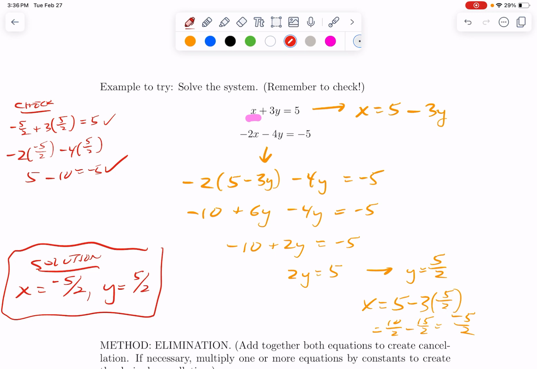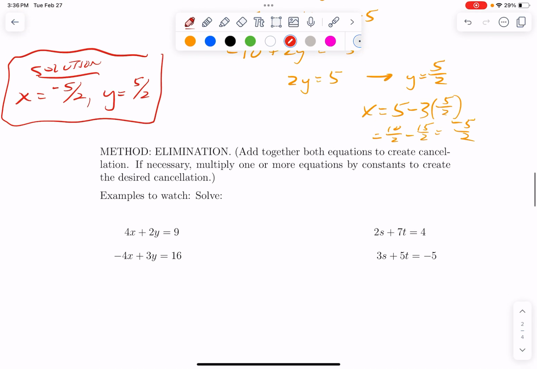So these are substitution ways. We figure out what either x or y is, and we plug that into the other one. Another method is called elimination. Elimination is when we add up entire equations to get a new equation in the hope that the new equation is simpler than something we had before.